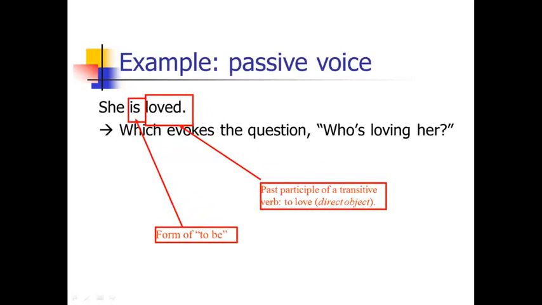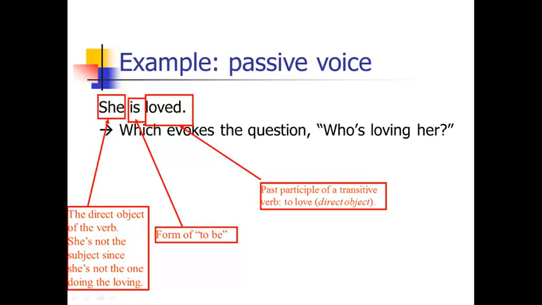So we get our passive verb there. And then you think about, well, what's the she in this sentence? The she is not the one doing the loving, so she is not the subject. She is the one being loved, so she is the object of the love. And who is loving her? Well, we don't know that. That remains a mystery. So this is an example of a passive voice sentence where the subject has been completely removed, leaving it to be somewhat of a mystery.